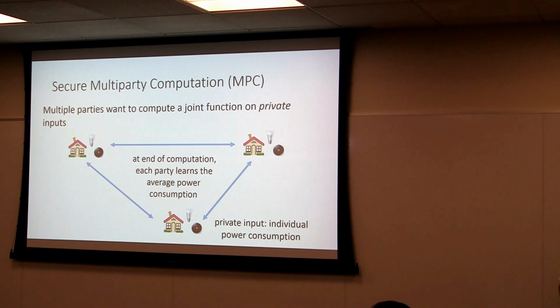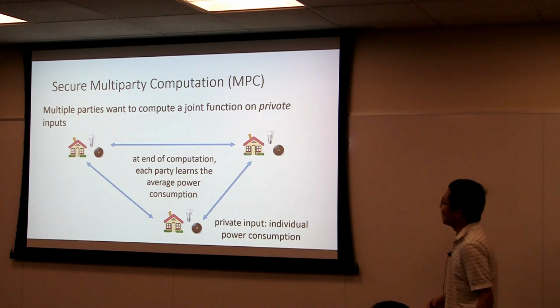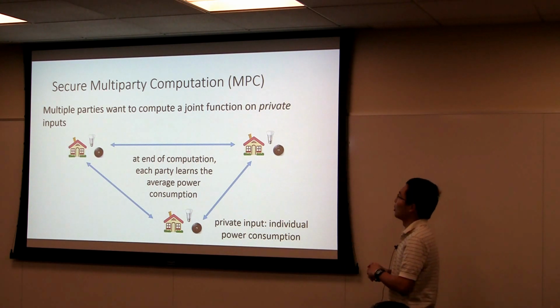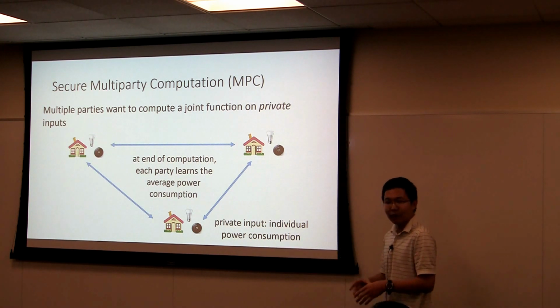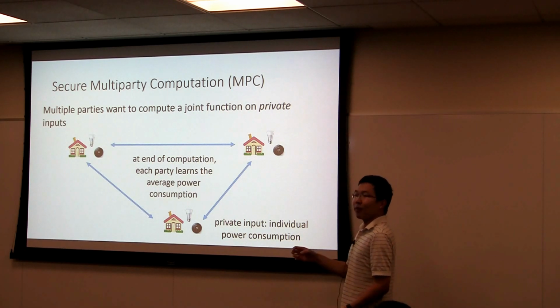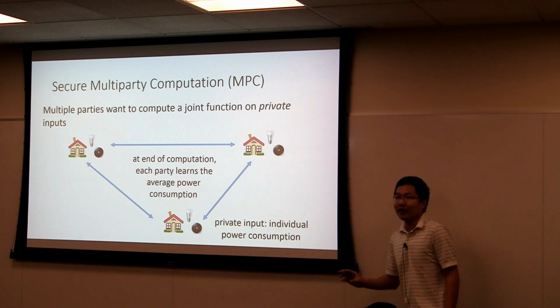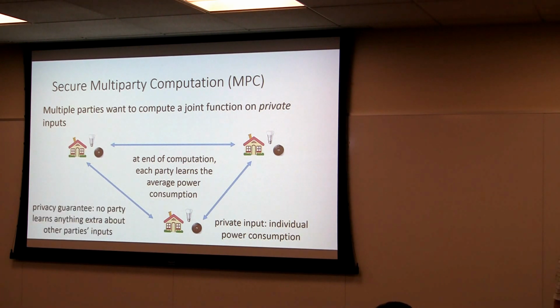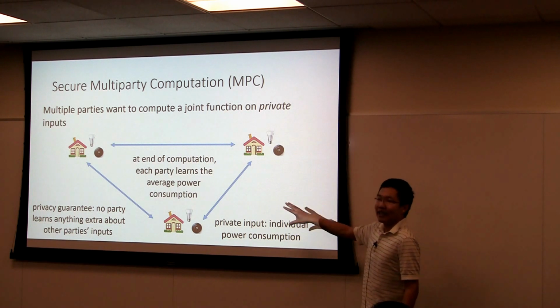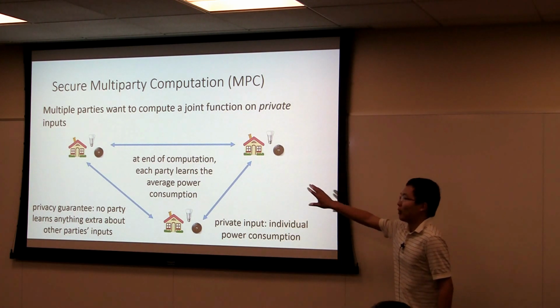So in a secure multi-party computation context, all of these smart home owners, all of these users, are going to interact, communicate, and exchange some information, and at the end of the computation, each party will learn the average power consumption and nothing else. The privacy guarantee then is that no party actually learns anything about the other parties' inputs other than what can be directly inferred from the output of this computation.